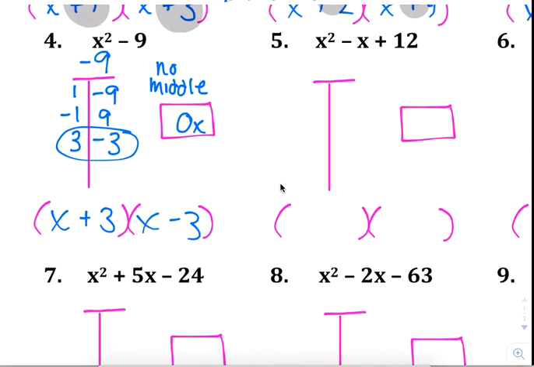Let's try number 5. Number going on top is a +12.